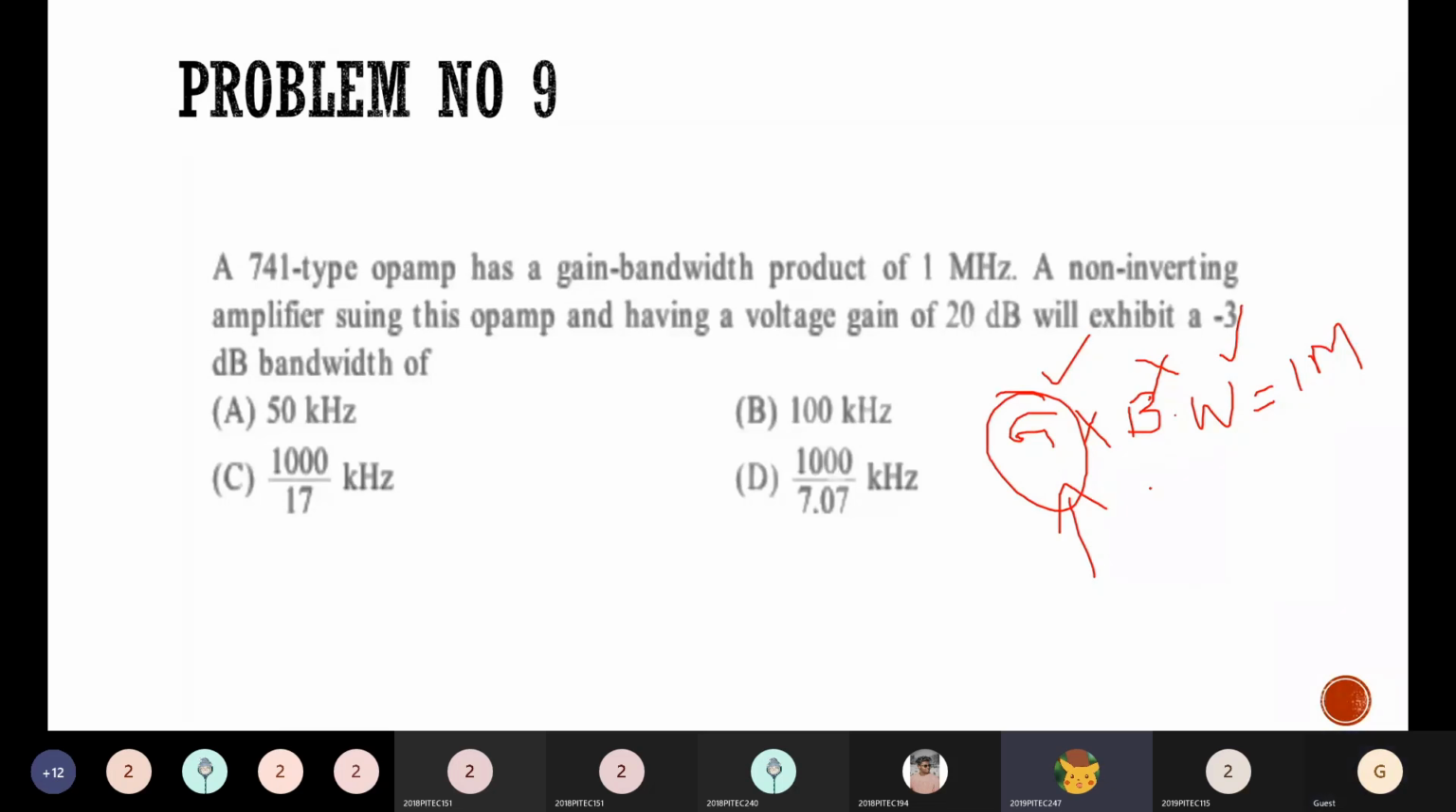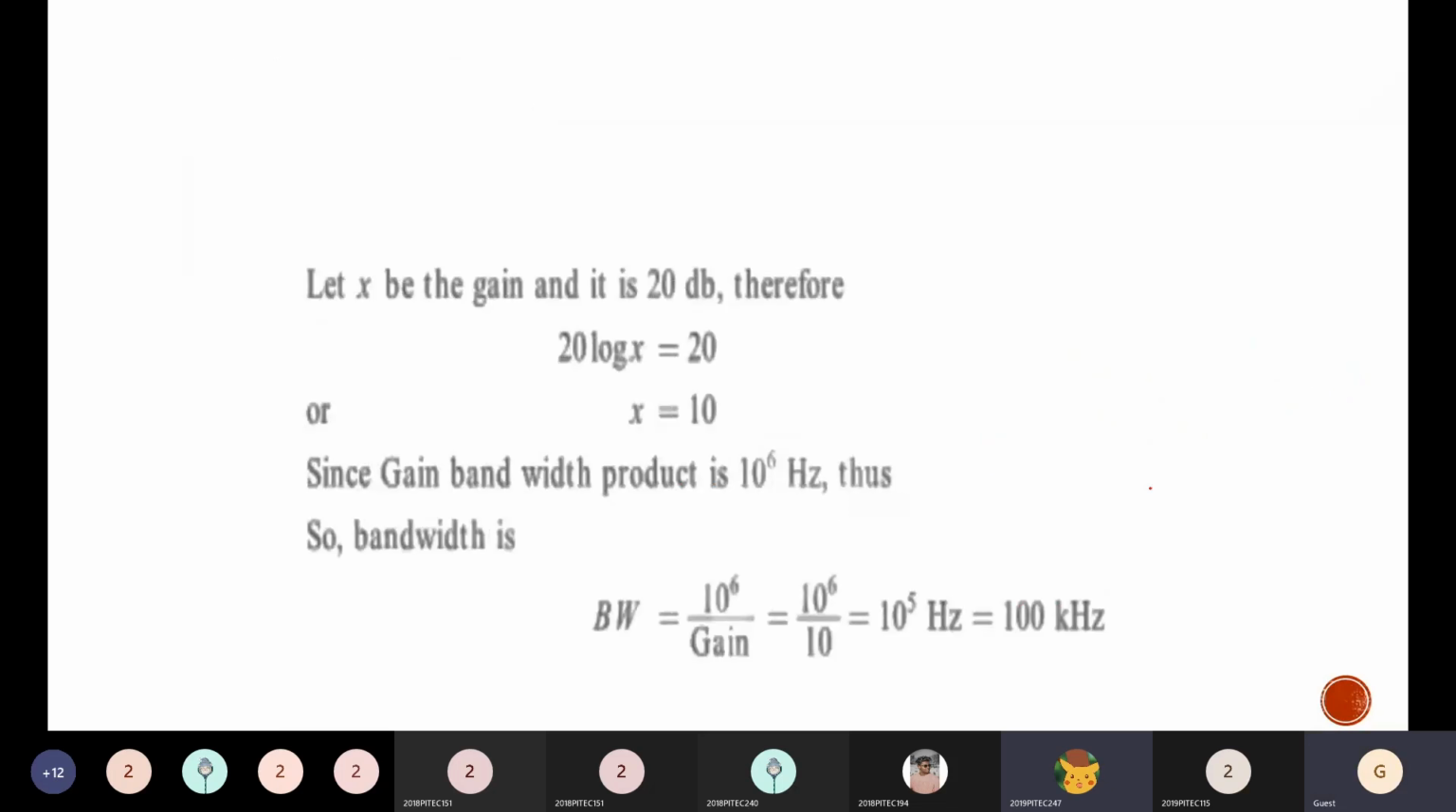Yes, the answer is 100 kilohertz exactly. First we convert the log value, 20 log x, into a normal value. 20 log x is equal to 20, so log x will be equal to 20 by 20, which is 1. So log x is 1 means x will be equal to 10. Substitute that here. 10 power 6 divided by 10, you'll get 10 power 5, which can be written as 100 kilohertz. So this is the answer for this problem. Then we'll wind up the class.